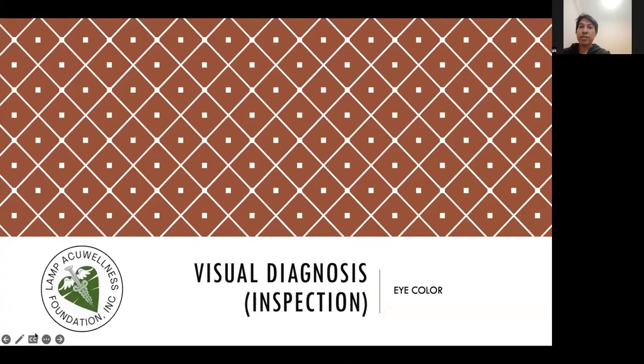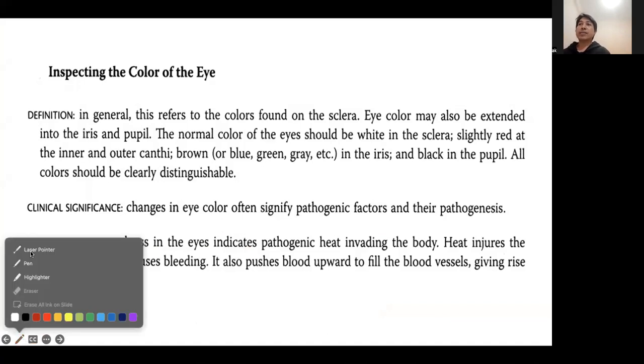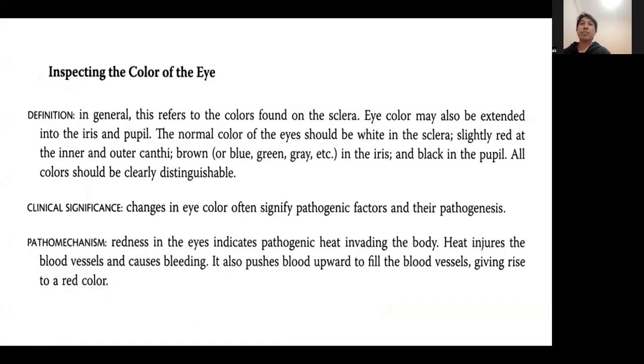Good day, everyone. Visual diagnosis, inspection, eye color. Inspecting the color of the eye. In general, this refers to the colors found in the sclera. Eye color may also be extended into the iris and pupil.